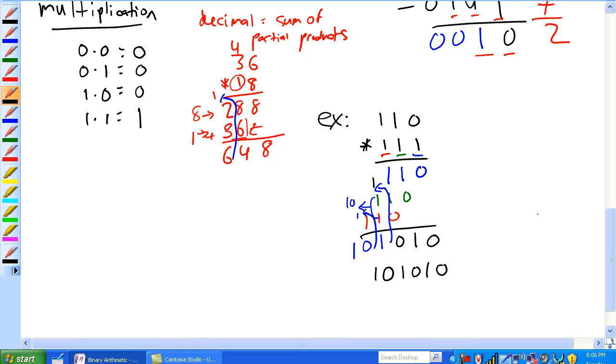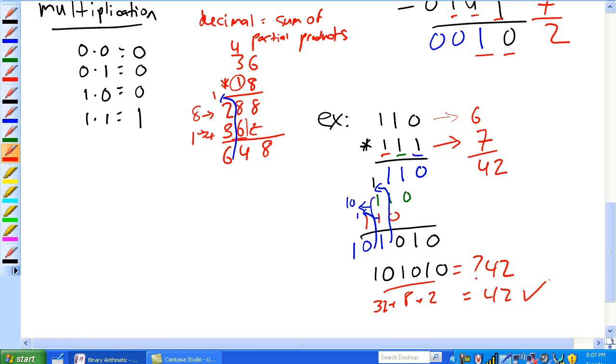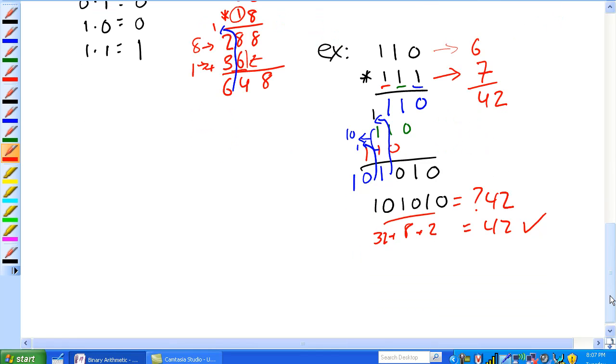Okay? So check, just to make sure we are doing this right. So what is this? 110, that's a 6. 111, that's a 7. So ideally they should give us 42. Is this equal to 42? 2, 8, 32. Oh my gosh, it's 42. Check. Okay, let's go into division.